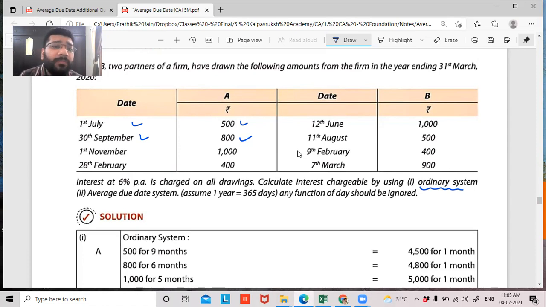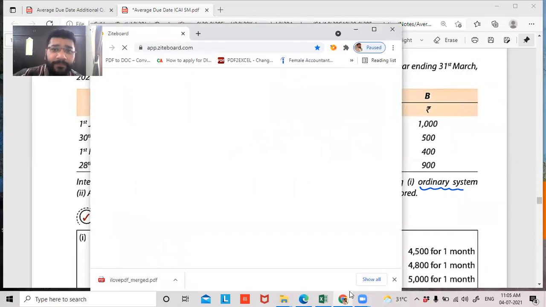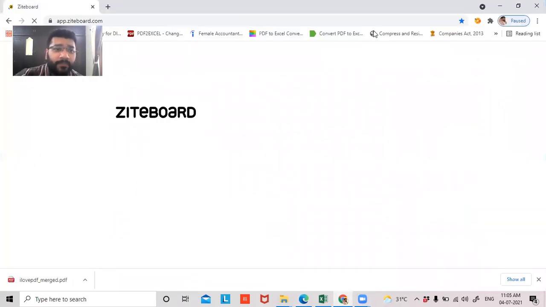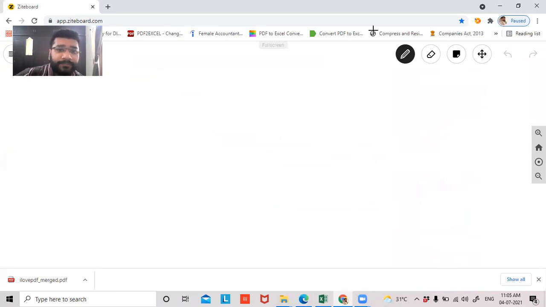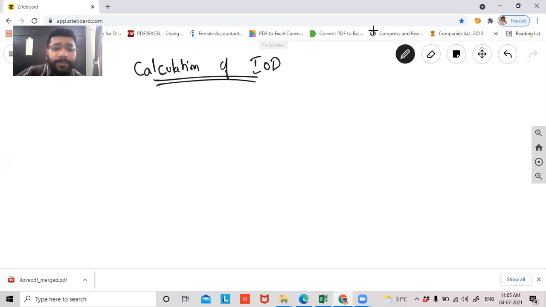So can we apply the product method, guys? Since the question is silent, can I apply the product method? Yes, sir. Now, let's calculate the interest on drawing using the product method. So, calculation of interest on drawing. We'll do separately first for A, guys.